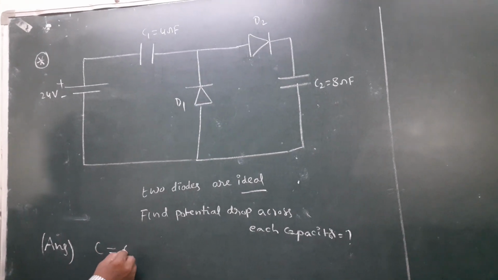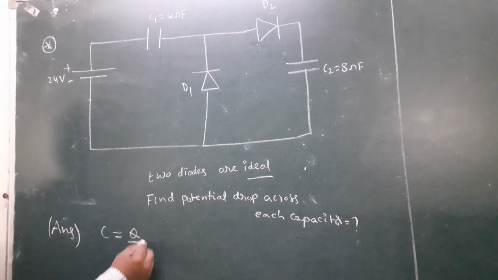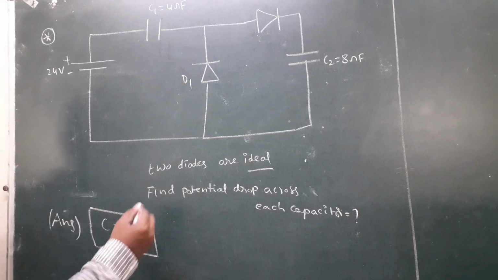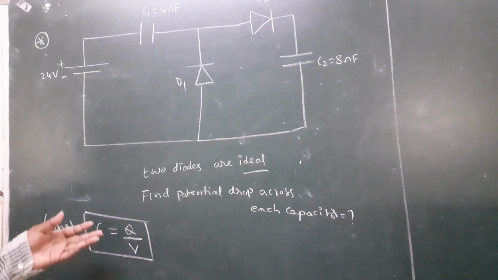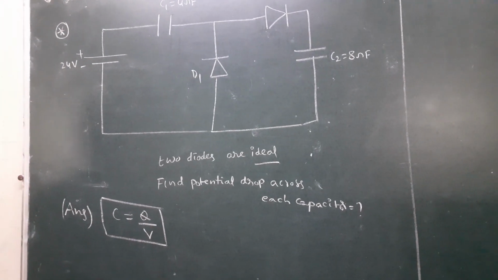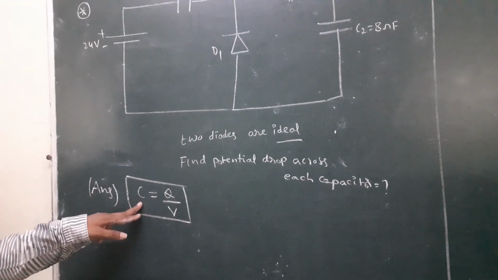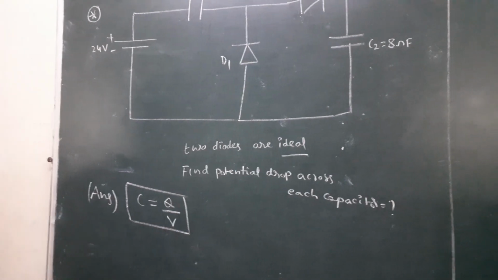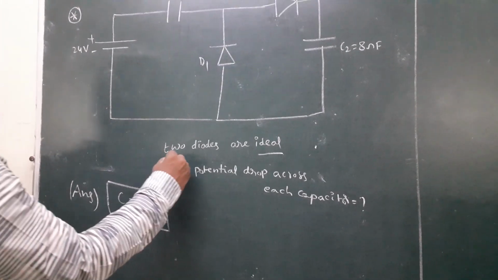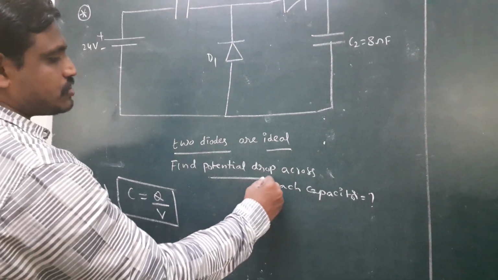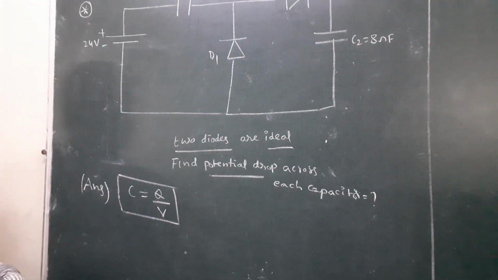Okay. C equal to Q by V. Q is charge, V is potential. This is the formula for the capacitance of the capacitor. C is called the capacitance of the capacitor. Here the 2 diodes are ideal. Find the potential drop across each capacitor.